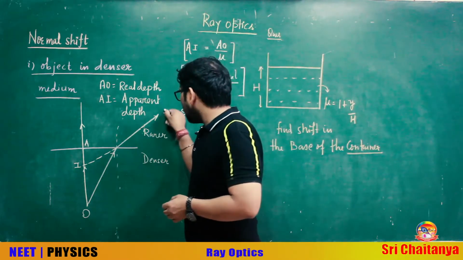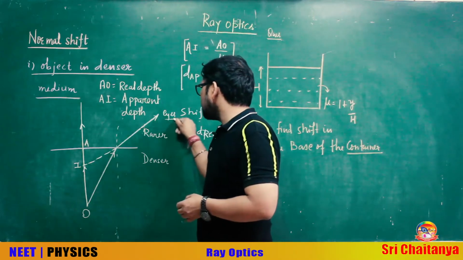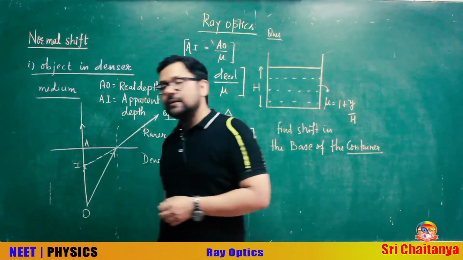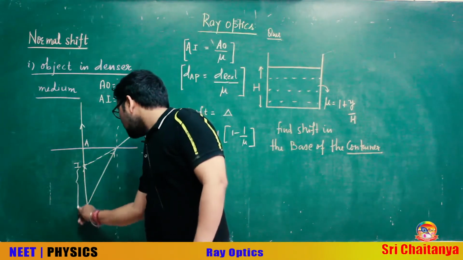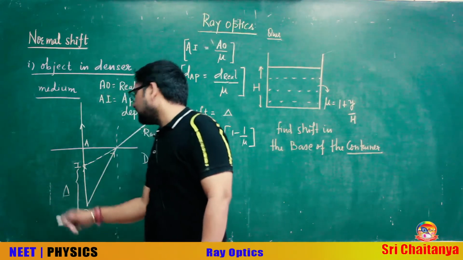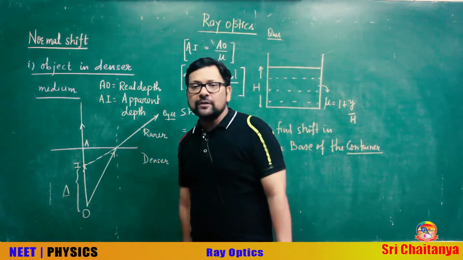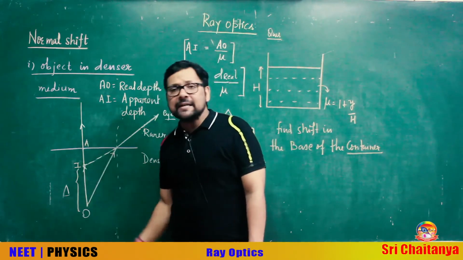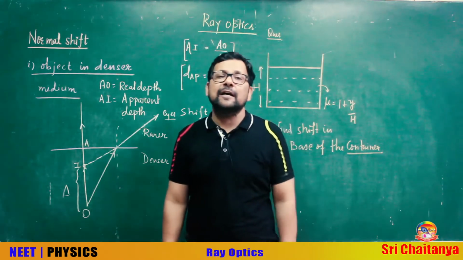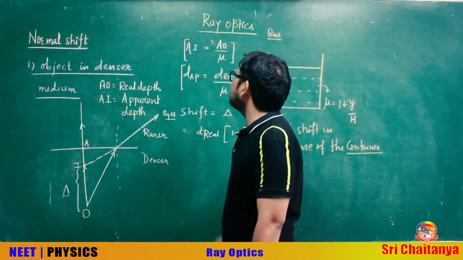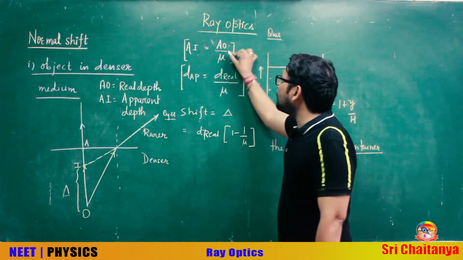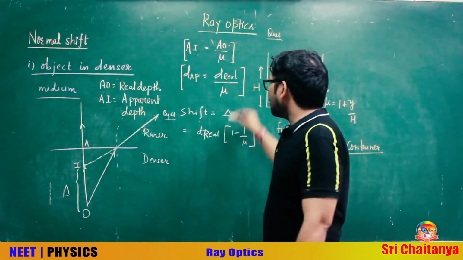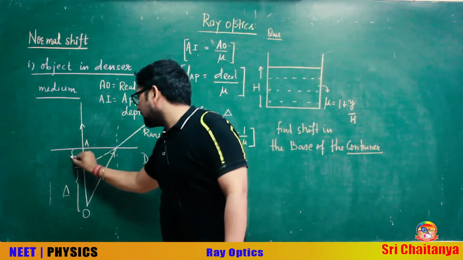Okay, so if eyes are here for any observer, what will he observe? He will observe the rays are coming from this point. So clearly this is the shifting, which we denote by delta. In this case, when the object is in the denser medium, you can easily see the apparent depth AI is less than the real depth that was AO. So what is the relation? The relation is AI is AO by mu, or the apparent depth is the real depth divided by mu. So this is the value of this apparent depth AI.